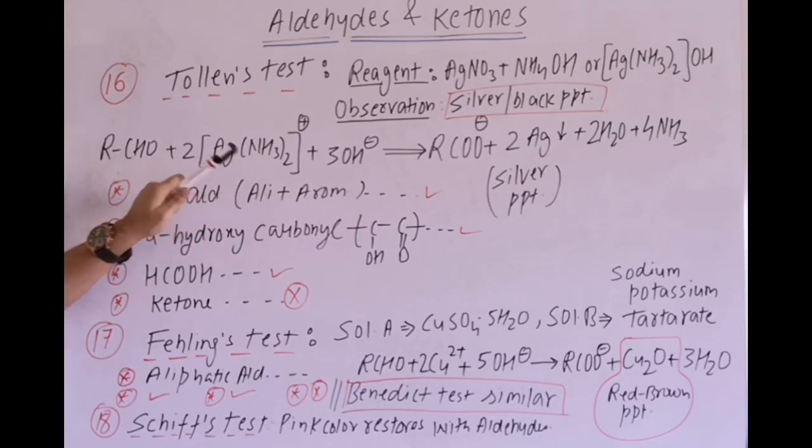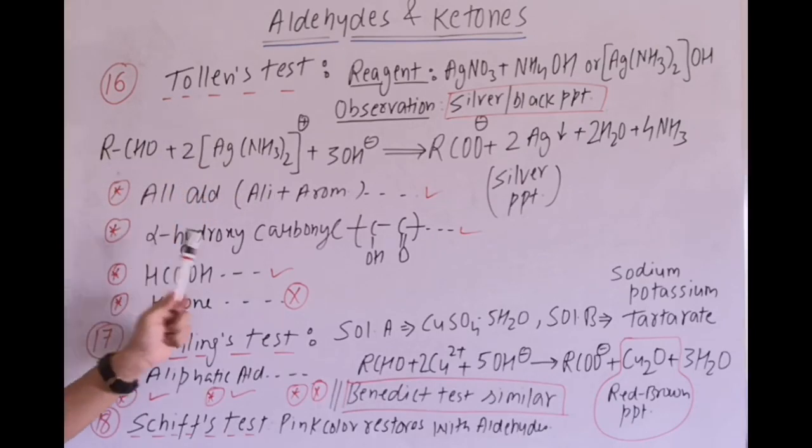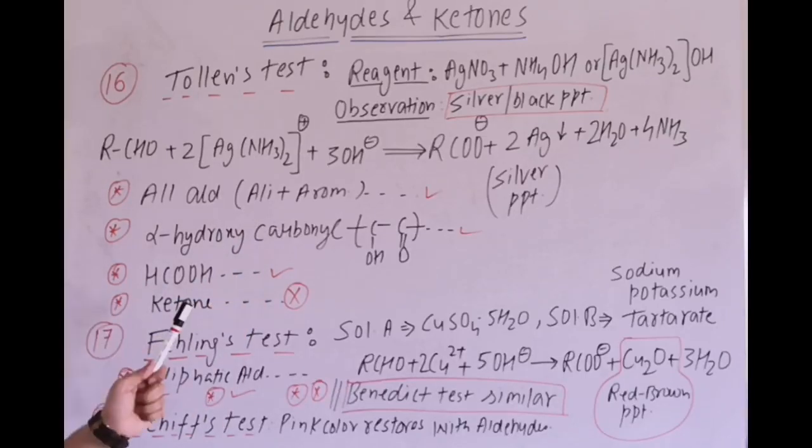Both aliphatic as well as aromatic aldehydes give this test. Alpha hydroxy keto or alpha hydroxy carbonyl compounds also give this test positive. Formic acid is the only carboxylic acid that gives this test positive, and ketones do not give this test positive.